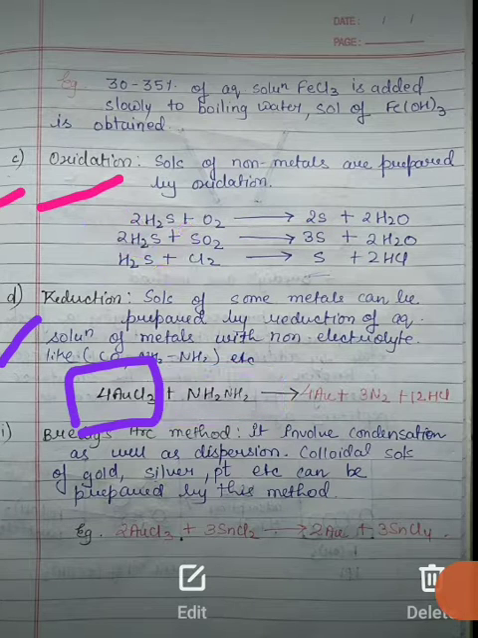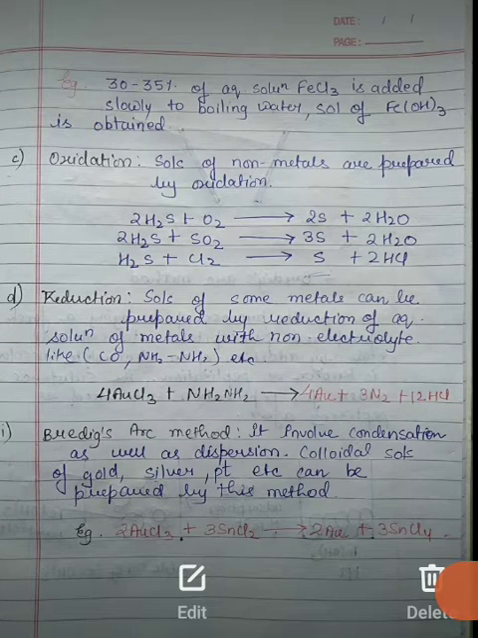So students, this is about the chemical methods, that is double decomposition, hydrolysis, oxidation, and reduction. But now let's talk about the second method, that is Bredig's arc method.